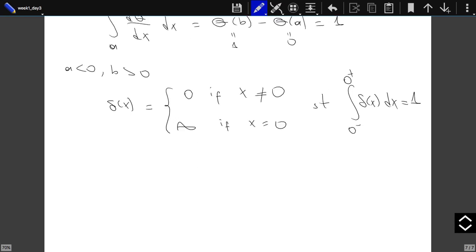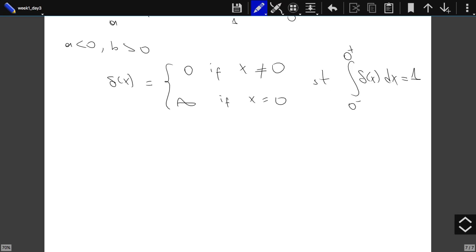Well, you can define the Dirac delta function as a kind of limit. Let's say, for example, let's consider this function.